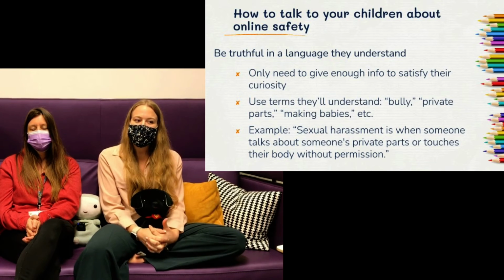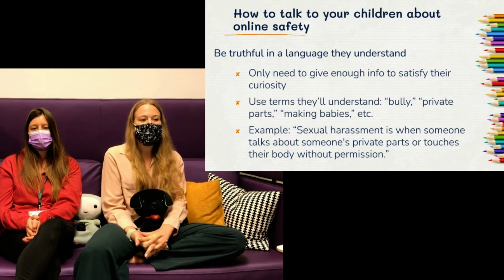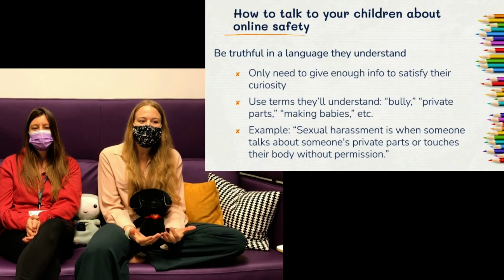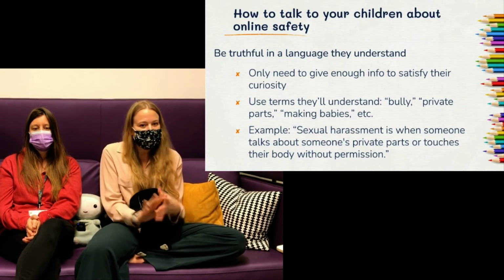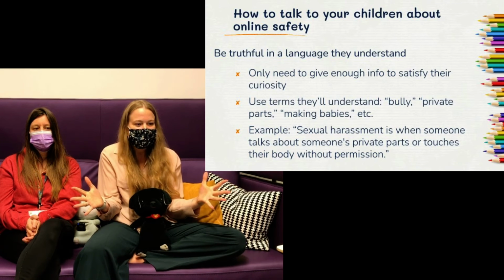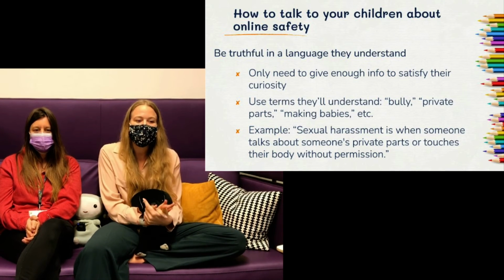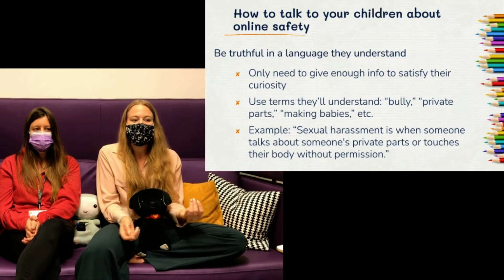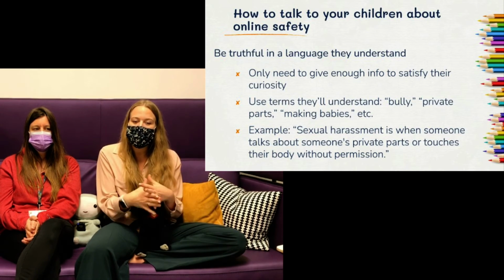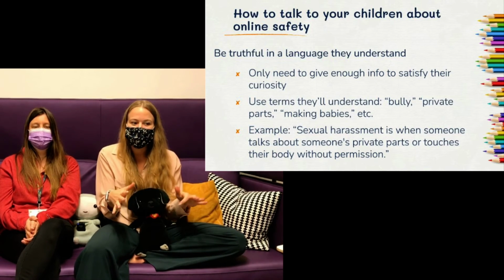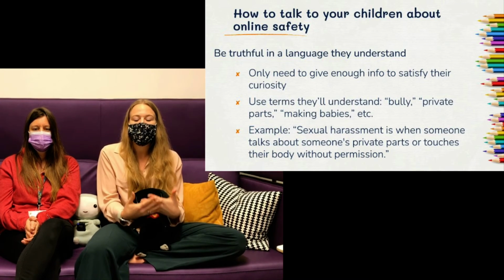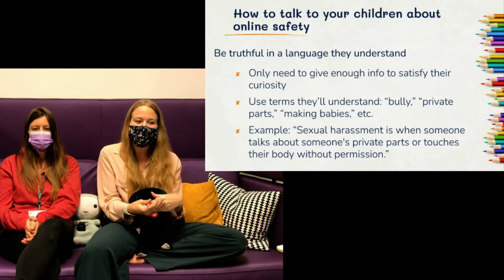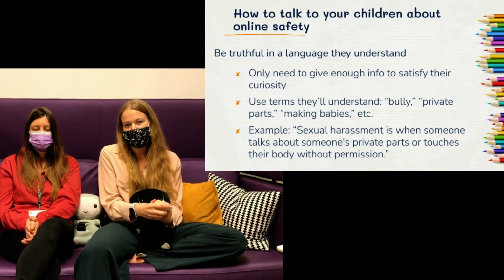Another tip is to be truthful in a language that they understand. So you only need to give enough information to satisfy their curiosity. You might not be ready to give them the whole speech about birds and the bees, and that's okay. Just use terms that they'll understand. For example, kid language like bully, private parts, making babies, whatever you think they're ready for. For example, with the sexual harassment, you could say sexual harassment is when someone talks about someone's private parts or touches their body without permission.